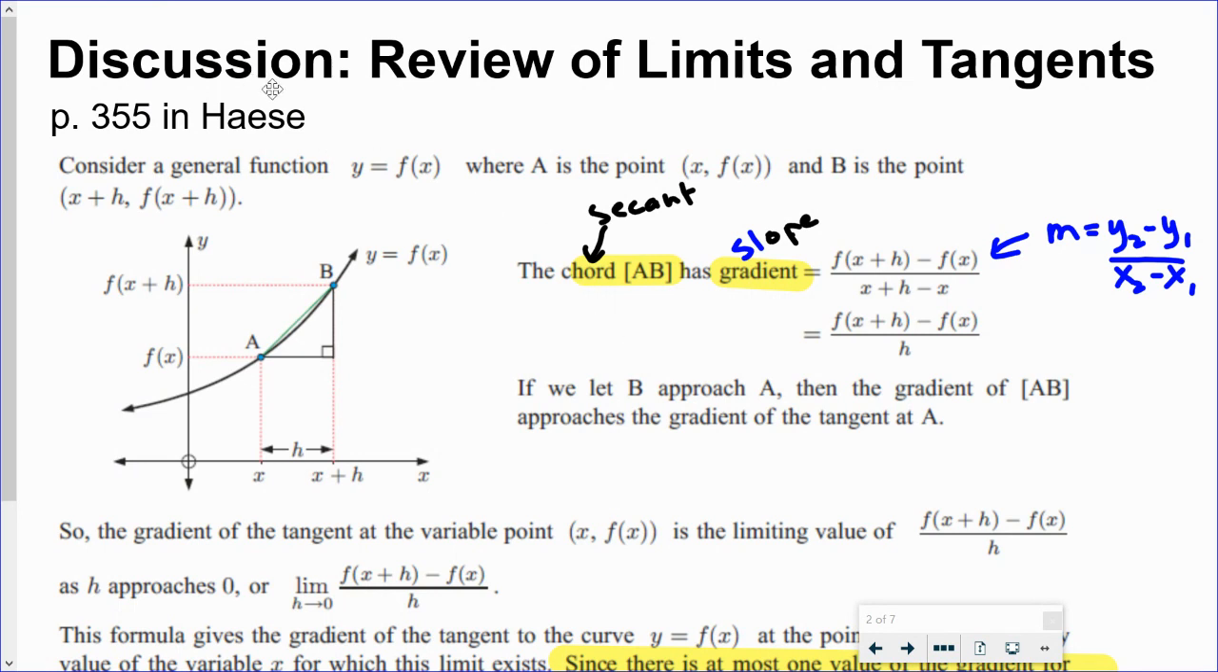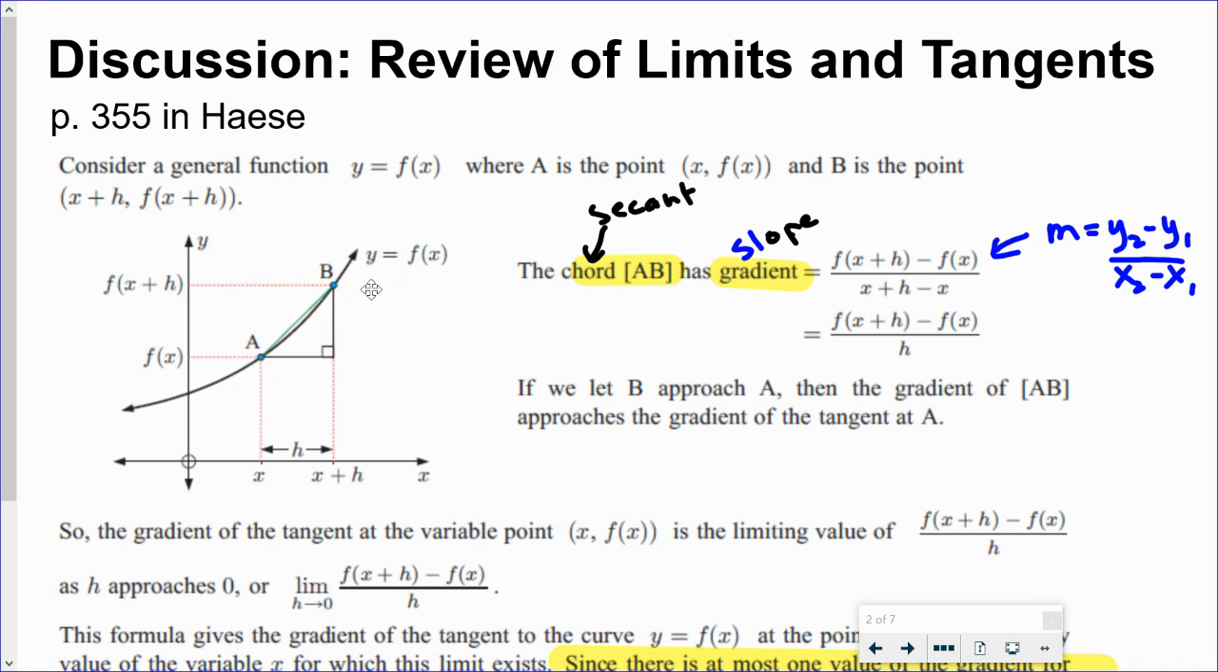So the first thing, this is a discussion. It comes straight from your textbook on page 355, and it's just a review of what we've talked about with limits and tangents. So remember that if we have some general function that they've indicated here as y equals f of x, where A is a general point x, f of x, and B is another point, which is h units away from x along the x-axis, then we can calculate the secant. Okay, they call it the chord in your book.